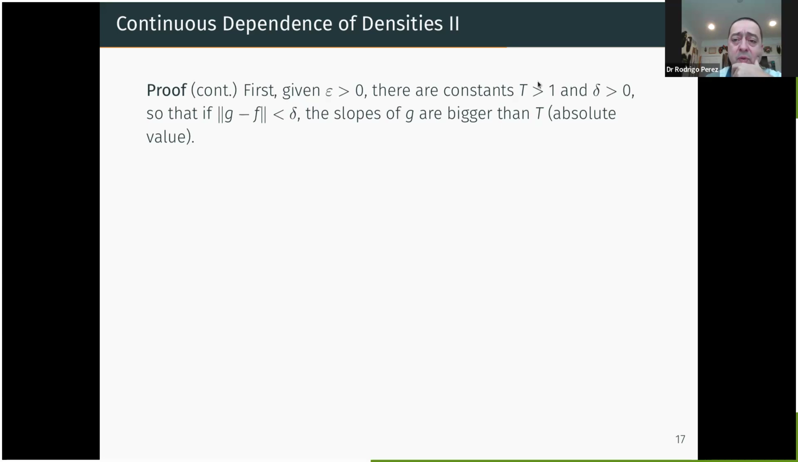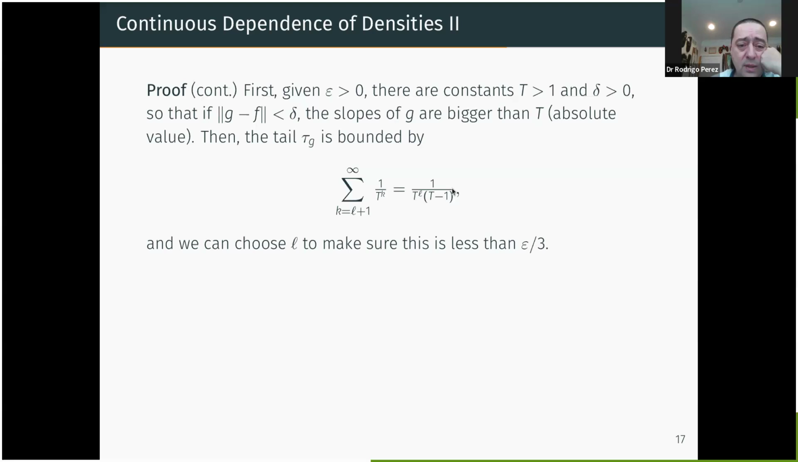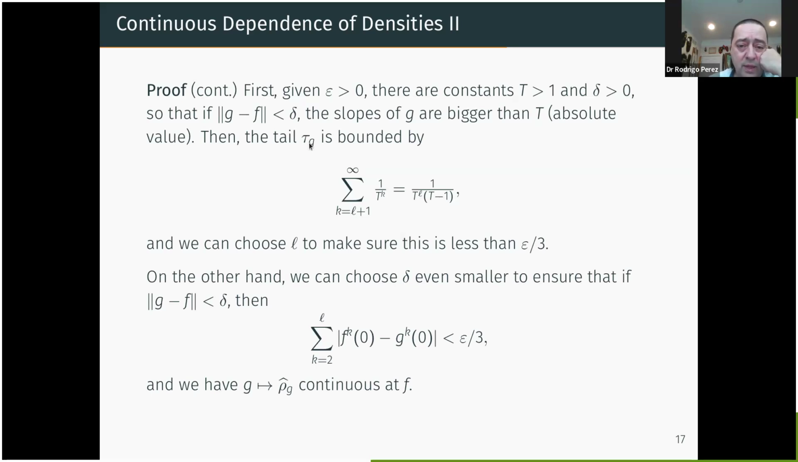Given any epsilon, we will always find constants T and delta, so that if G is close to F, the slopes of G are always bigger than T in absolute value. And if that is the case, then the tail is simply going to be bounded by a geometric series using that T, just to get a uniform bound. And we can choose that L to make sure that this number is less than epsilon over 3 right here. We can do the same for the other tail, and we can bound this difference simply by noticing that it is going to be smaller than the sum of the differences of those first L iterates. We can always make that smaller than epsilon over 3, so we have that continuity.